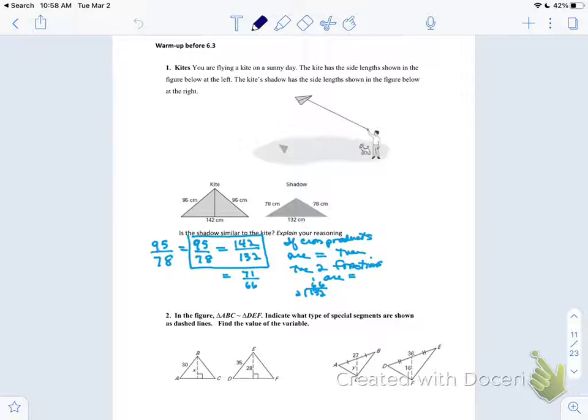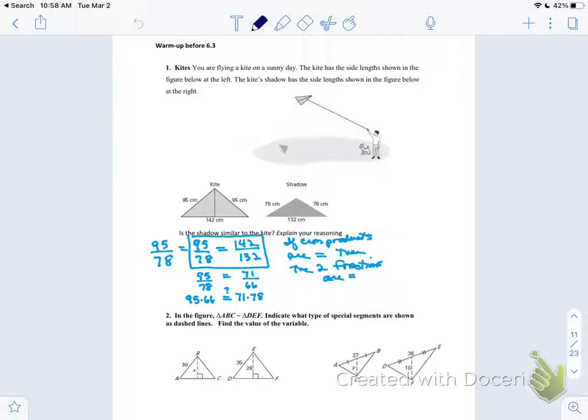Let's continue comparing them. We don't need this anymore. Now this one I'm just going to leave the same because I can't think of anything that goes into both of those. So do your cross products. For these fractions to be equal, 95 times 66 has to equal, question mark, 71 times 78. So do that math.